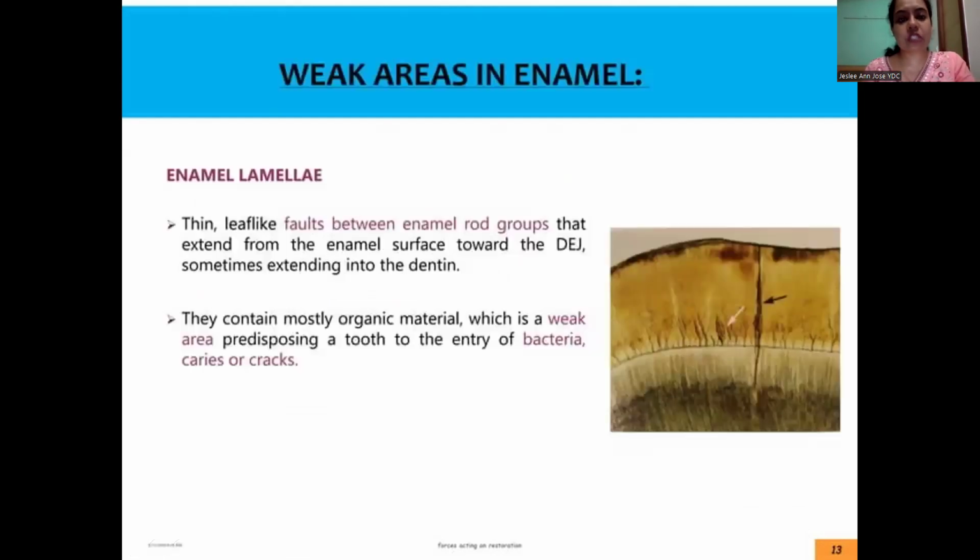Just as there are stronger structures, enamel also comprises a few weaker structures. That is enamel lamellae. They are thin leaf-like folds between the enamel rod groups that extend from the enamel surface towards the dentino-enamel junction. What makes them weak? Because they comprise organic material, which is a weak area, making it a predisposing factor for dental caries and bacteria.